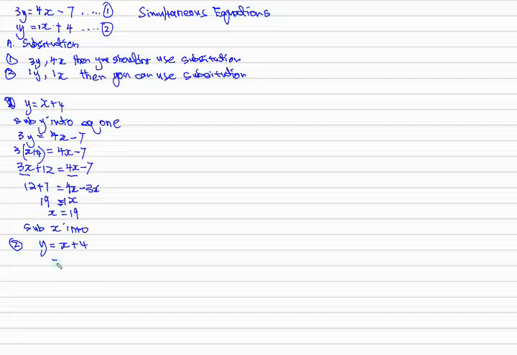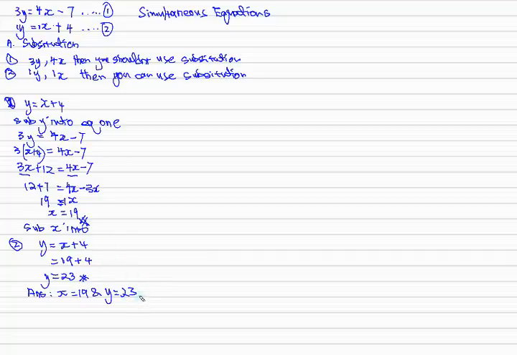You get it? Now, x is 19, so I'm going to write 19 here plus 4, equal to 23. So the answer is x equal to 19, which is here, and y equal to 23.